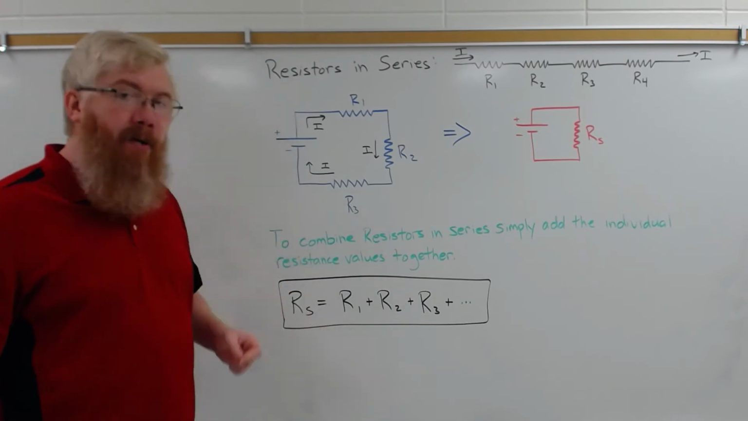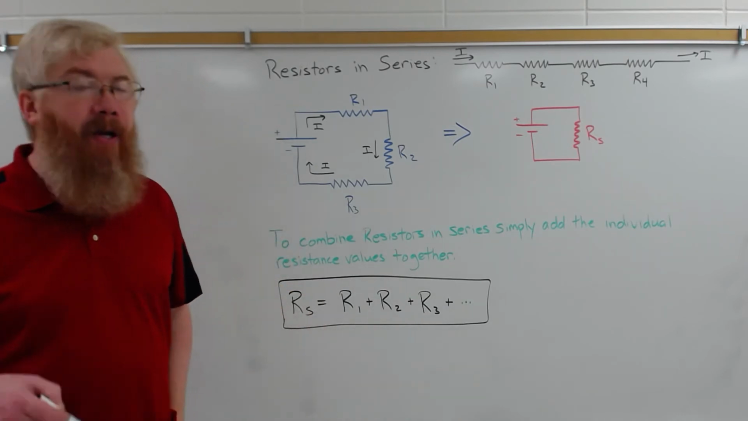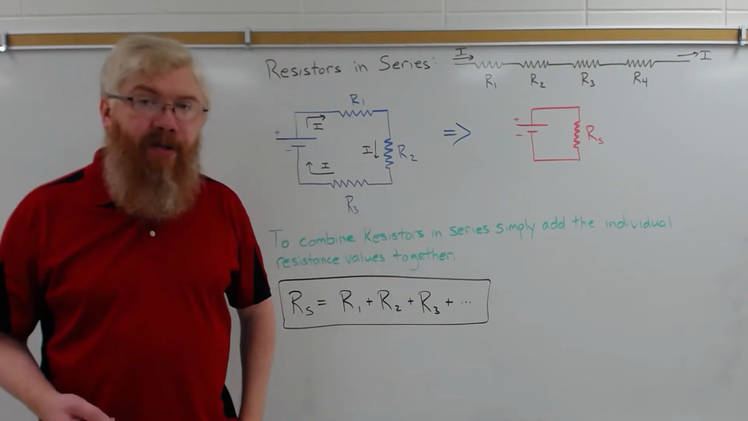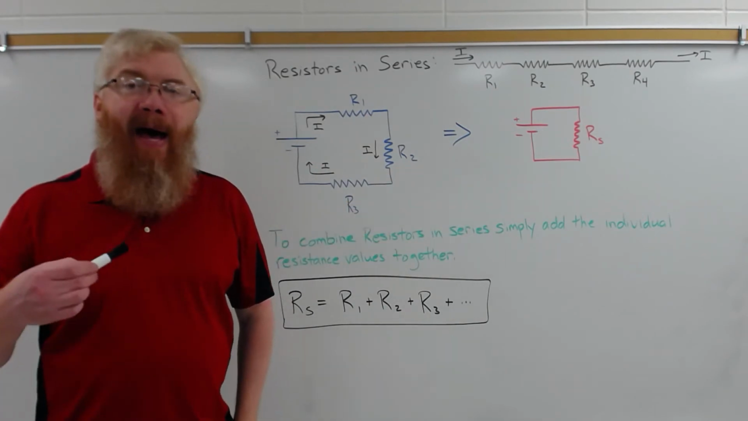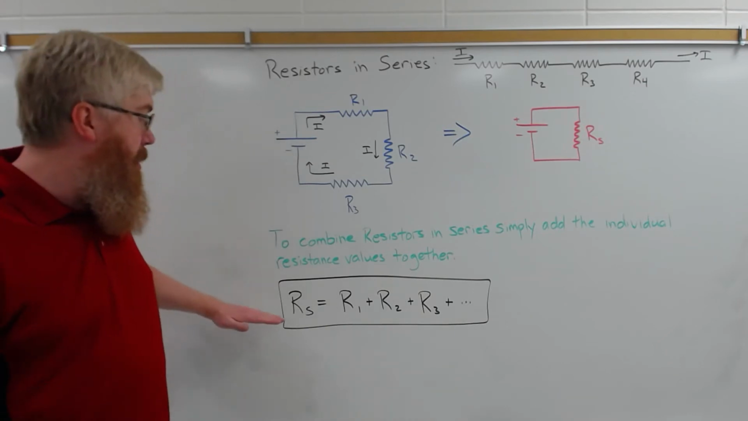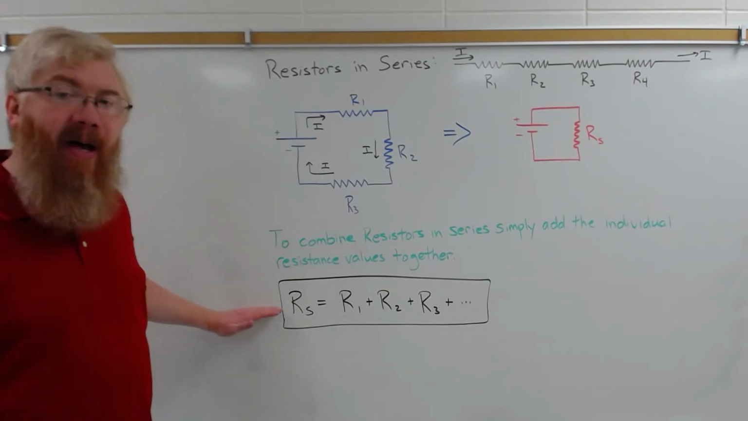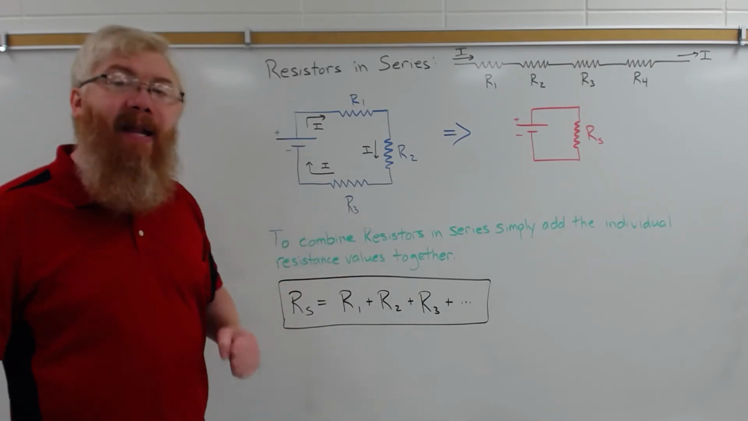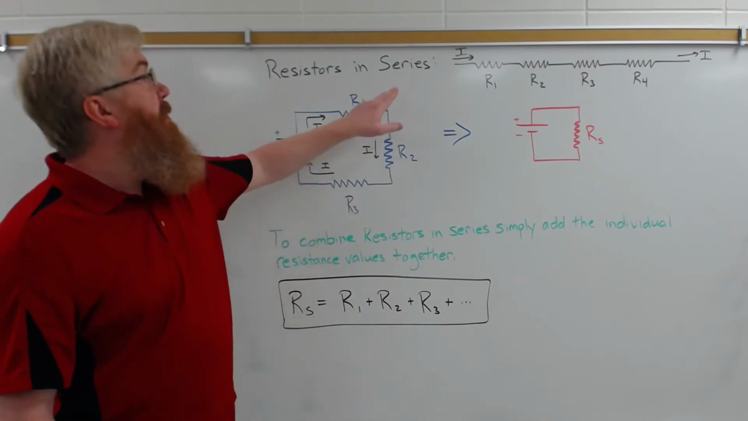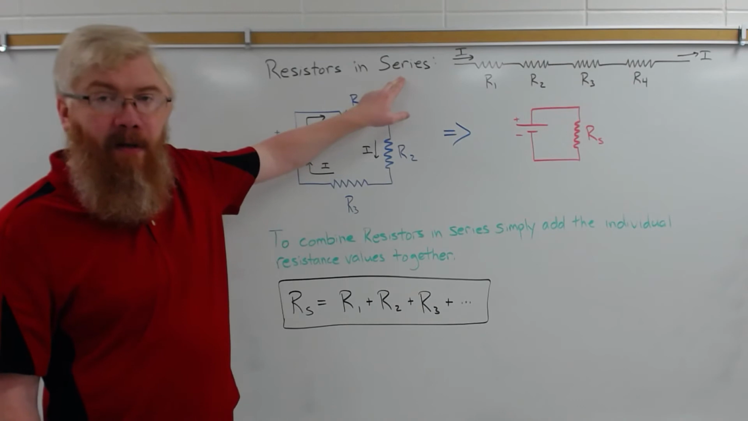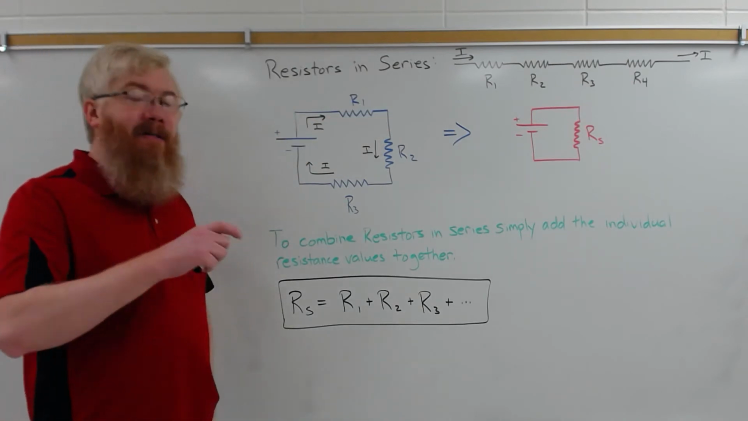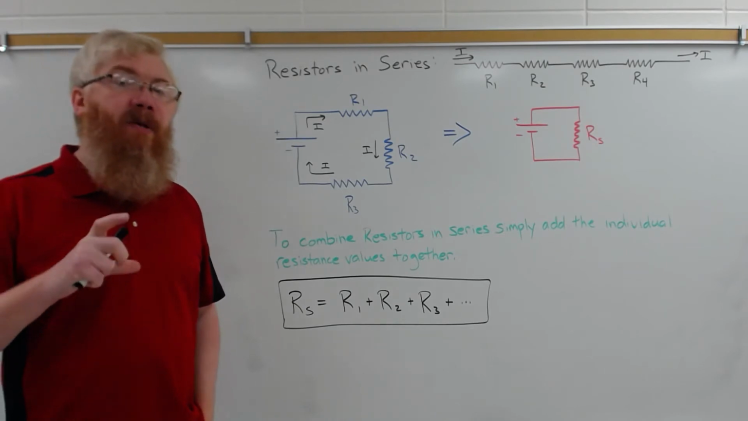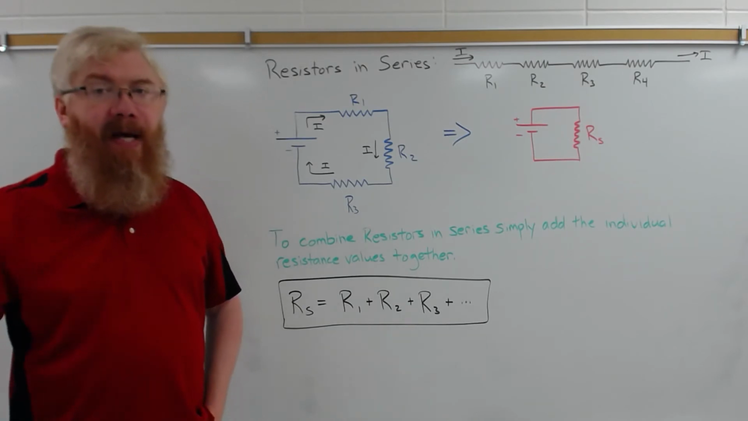Now note, and this is an important distinction, this is the opposite of when we talked about capacitors. When we talked about capacitors in parallel, we simply added the capacitance values together. Now we're simply algebraically adding the resistance values together for resistors in series. So, see how they're flipped. Capacitors in parallel are simply added together. Resistors in series are simply added together.